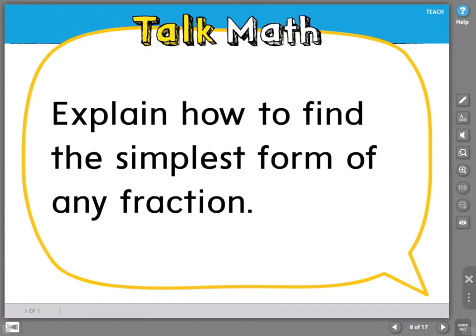This is your summarizing question. In complete sentences, I would like you to explain how to find the simplest form of any fraction. I showed 2 different methods in this video. You may explain one or both, but please explain in clear, concise, complete sentences. Again, press pause now if you need more time to work on this part of your WISC.